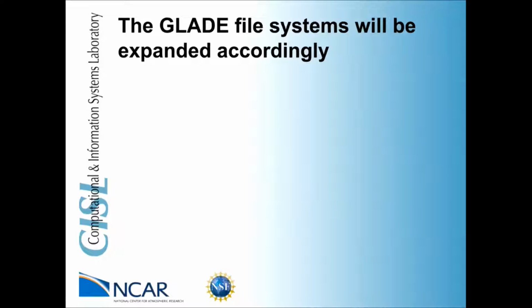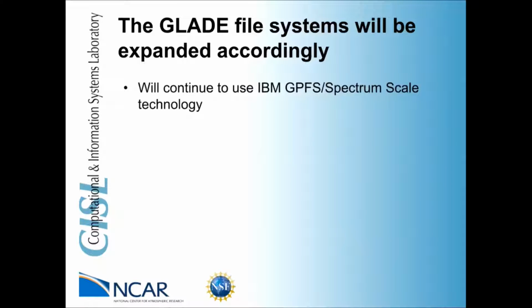So in addition to the compute hardware being an evolution, we're also bringing in advances on the file systems, the Glade file systems. First, it's an expansion of the space, which is useful since we'll be generating more data with that more compute power. Now, the Glade file systems will continue to use IBM's GPFS Spectrum Scale technology. Spectrum Scale is the newer name, but it's the same technology.